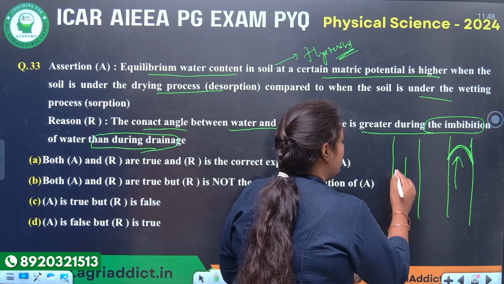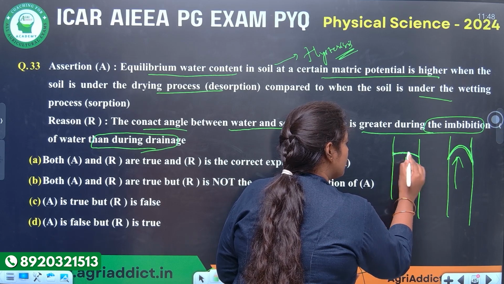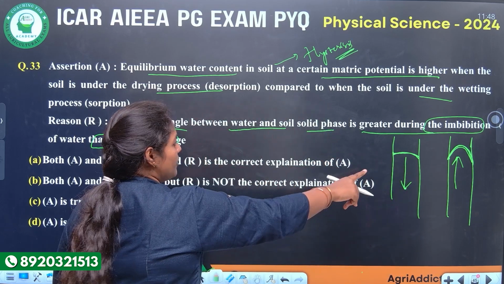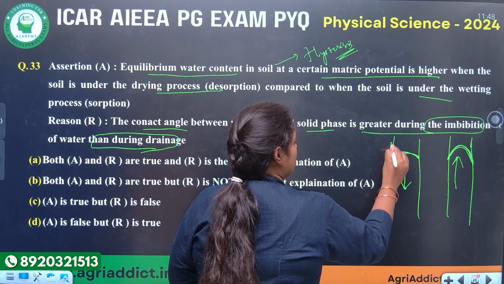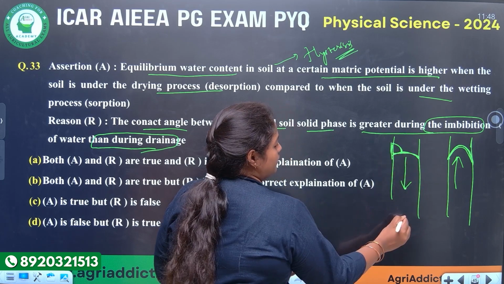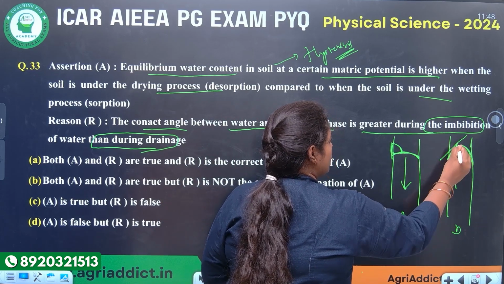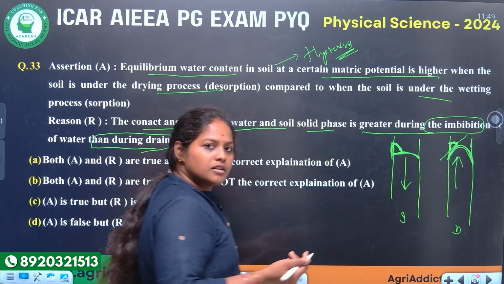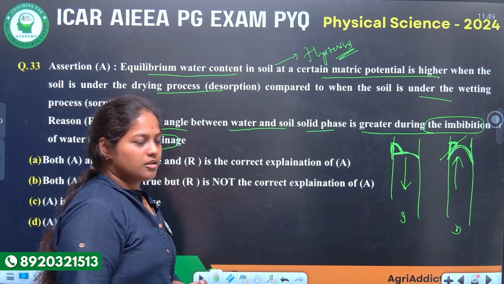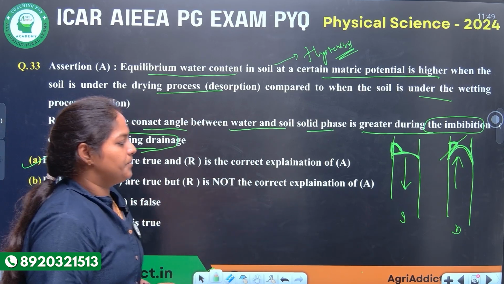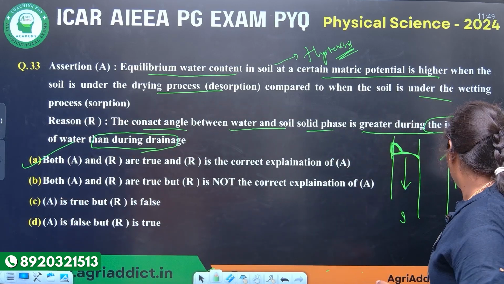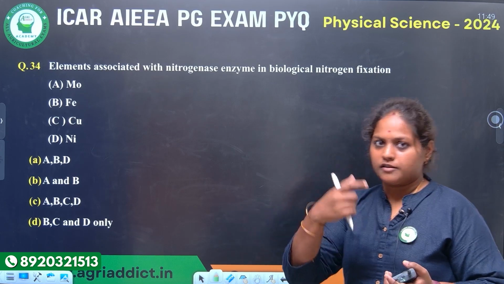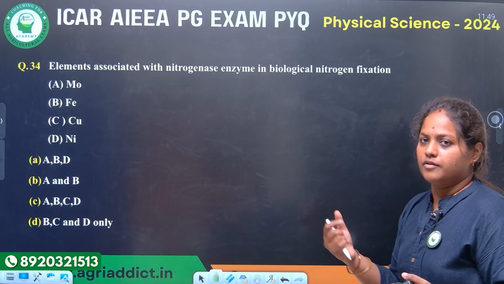During imbibition, what will happen? The angle is somewhat less. So now coming to contact angle, the contact angle between water and soil solid phase is greater in imbibition than drainage. Is it true? Here the angle is more and here the angle is less. The reason is also true here. So A and R are true and R is the correct explanation for A. Option A. This hysteresis is very important, not only the definition but also the reasons behind the hysteresis. Be it contact angle, ink bottle effect, many reasons are there. Just read it once when you are solving this bit.